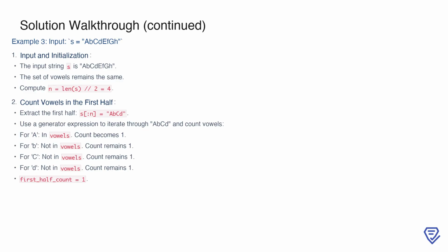The first character, A, is a vowel, so the count becomes 1. The next three characters, B, C, and D, are not vowels, so the count remains 1. This results in a first half count of 1.